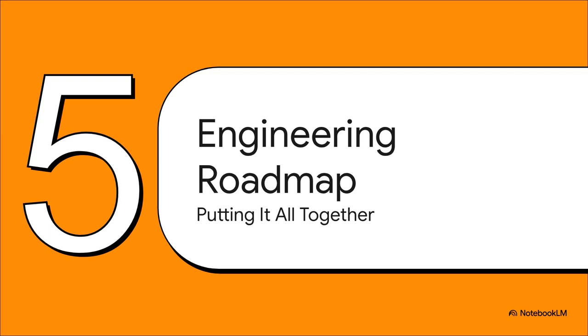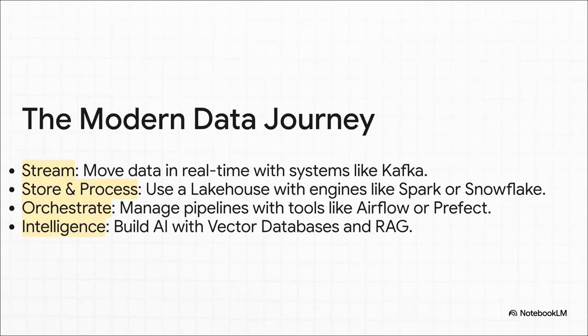Wow, what a tour! We've gone through the entire factory, from raw material to finished intelligence. So let's take a step back and look at the blueprint, a clear roadmap you can use to navigate this whole world. Here is your 4-step playbook for the modern data journey. Stage 1, you stream your data in real time with something like Kafka. Stage 2, you store and process that data in a lakehouse using an engine like Spark or Snowflake. Stage 3, you orchestrate all those moving parts with a manager like Airflow or Prefect. And finally, Stage 4, you build the intelligence layer using vector databases and RAG to create some amazing AI.